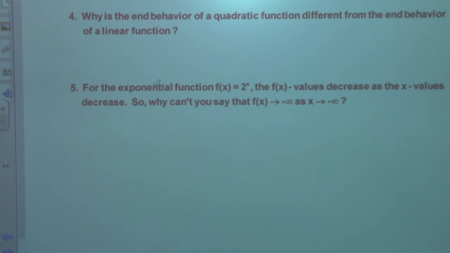Okay, we have a couple questions here. Why is the end behavior of a quadratic function different from the end behavior of a linear function? Good question. Let's remember what they look like. The linear function looked like this, right? And the quadratic function looks like this. A linear function goes to two quadrants, a quadratic goes to all four.